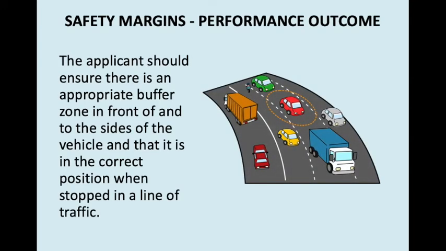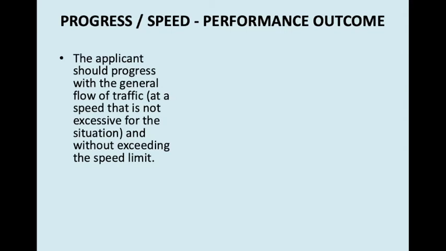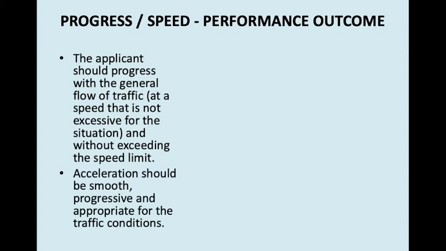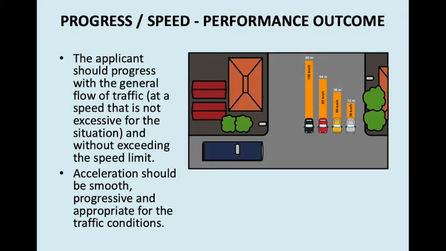Safety margins. The applicant should ensure there is an appropriate buffer zone in front of and to the sides of the vehicle, and that it is the correct position when stopped in a line of traffic. Progress, and also speed as well. The applicant should progress with the general flow of traffic at a speed that is not excessive for the situation and without exceeding the speed limit. Acceleration should be smooth, progressive, and appropriate for the traffic conditions.